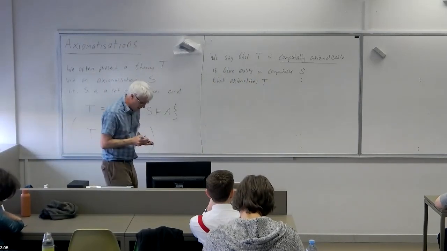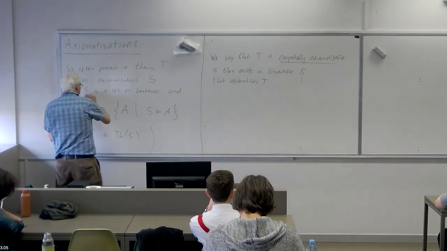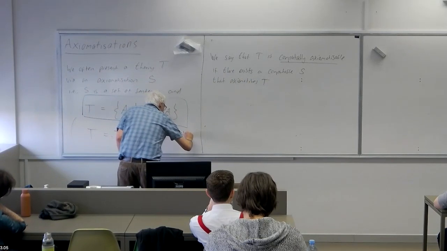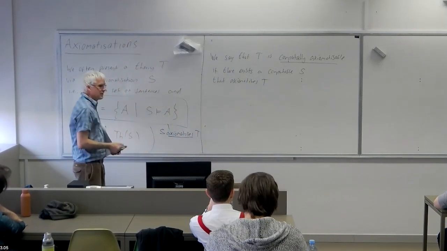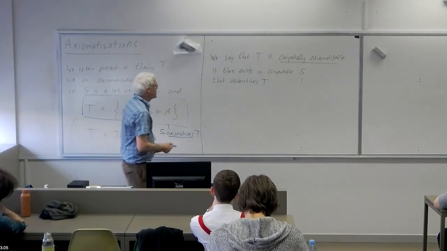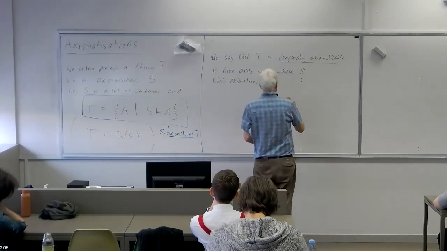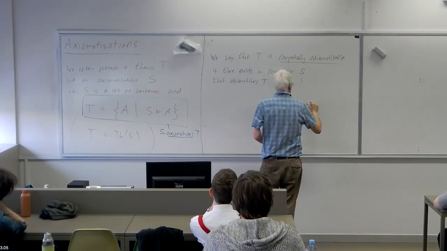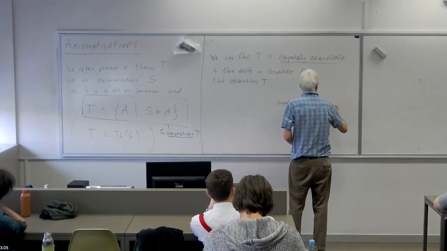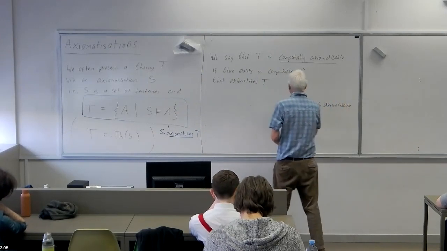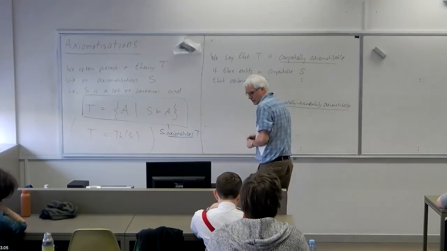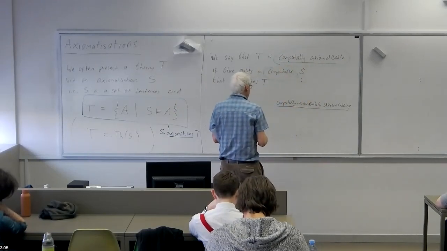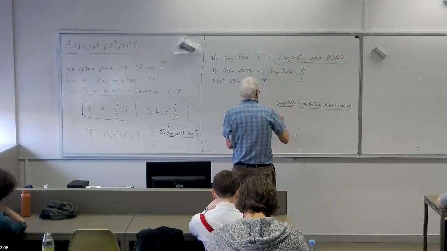So I didn't actually write it down, but this part here is a definition of S axiomatizes T, or S is a set of axioms for T. And we say that T is computably enumerably axiomatizable if there is a computably enumerable S that axiomatizes T. So I'll just change the relevant bits.